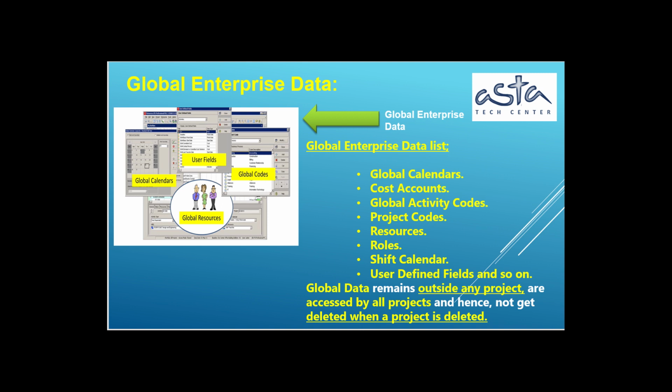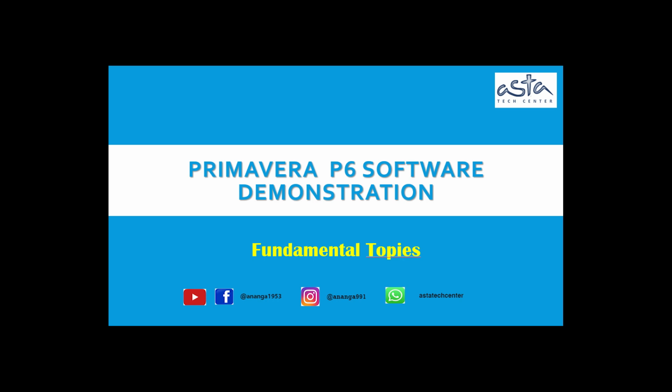Global enterprise data list: Global Calendars, Cost Accounts, Global Activity Codes, Project Codes, Resources, Roles, Shift Calendar, User-defined fields and so on. Global data are present outside any project, are accessed by all projects and hence, do not get deleted when a project is deleted. Primavera Software Demonstration, Fundamental Topics.